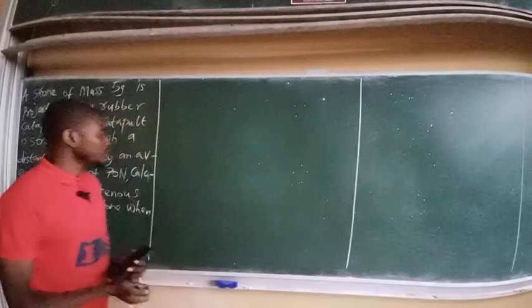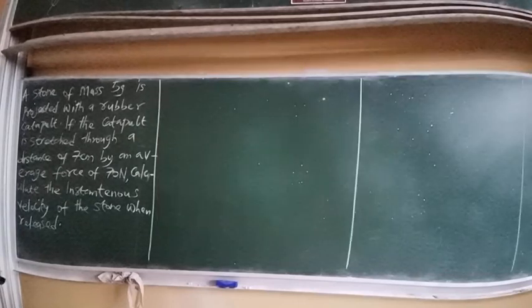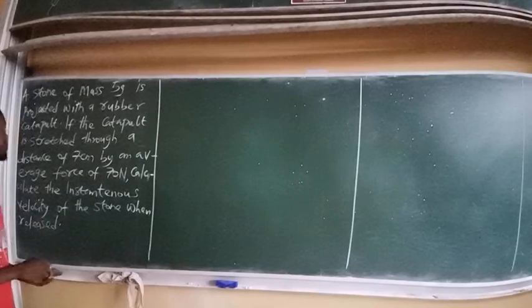So, let's consider the question on the board. It says a stone of mass 5 grams is projected with a rubber catapult. If the catapult is stretched through a distance of 7 centimeters by an average force of 70 Newton, the question says calculate the instantaneous velocity of the stone when released. Okay, so let's get down the parameters that were given to us.